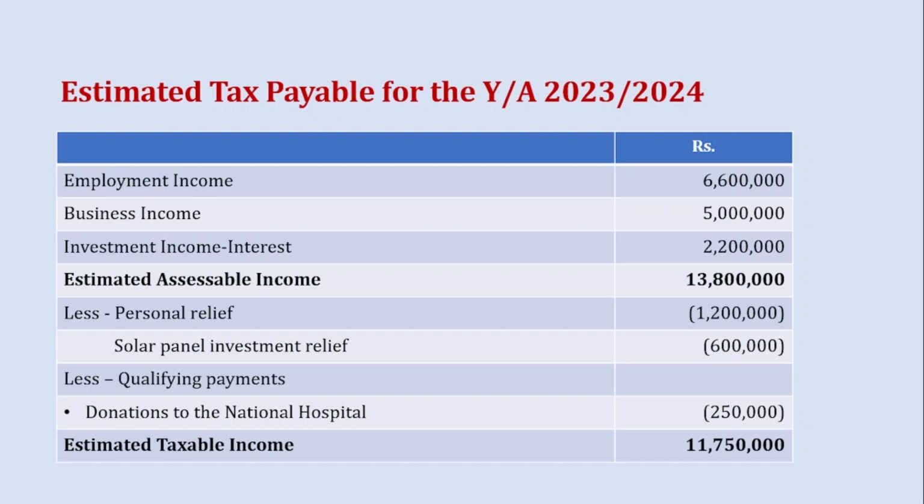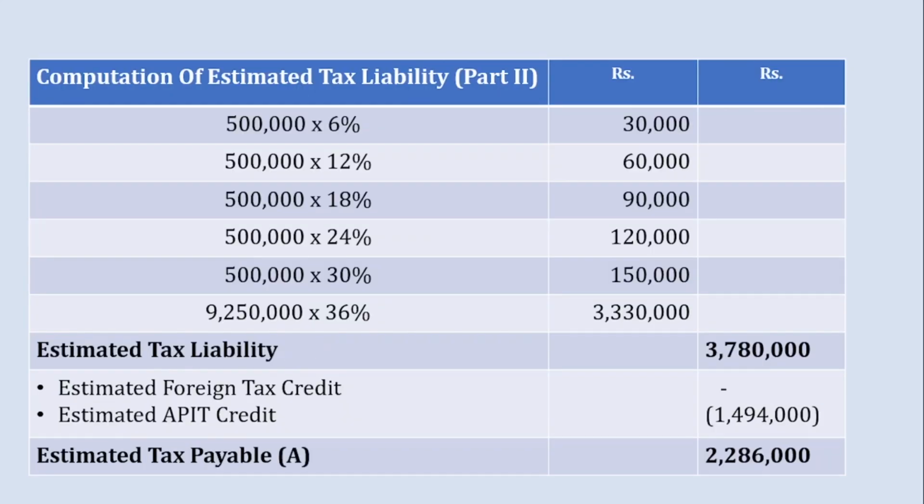addition to that, he has already invested in the solar panel, so that amount can be deducted up to 600,000 per year of assessment. Then in addition to that, he can deduct qualifying payments. He has donated to the National Hospital, so he can deduct the full amount, that is 250,000. Then the estimated taxable income will be 11,750,000.